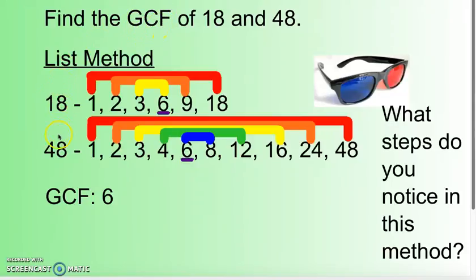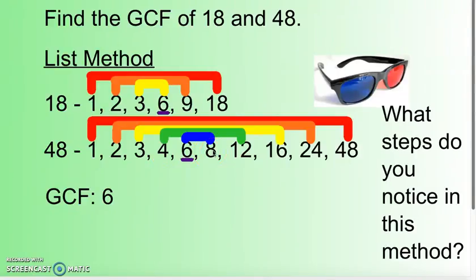Okay, and so 18 and 48, we're trying to list all the factors first of all to get to the greatest common factor. And so with the rainbow method, I'm taking 1 times 18, 2 times 9, and 3 times 6. Same thing with 48: 1 times 48, 2 times 24, 3 times 16, 4 times 12, and then 6 times 8.